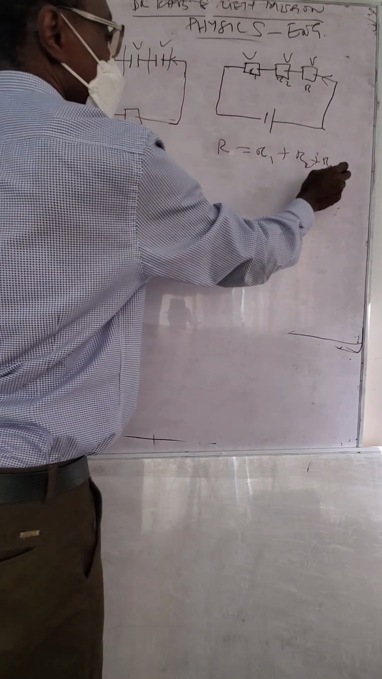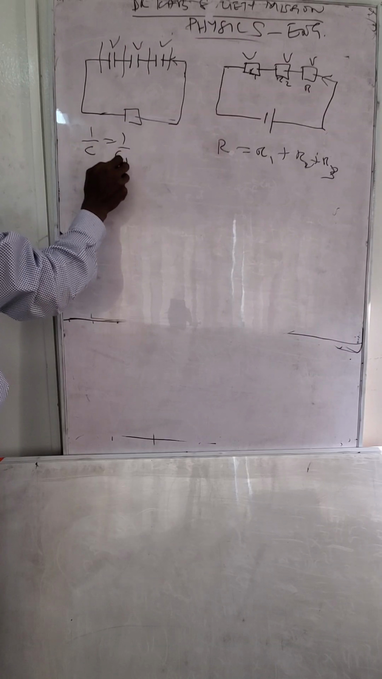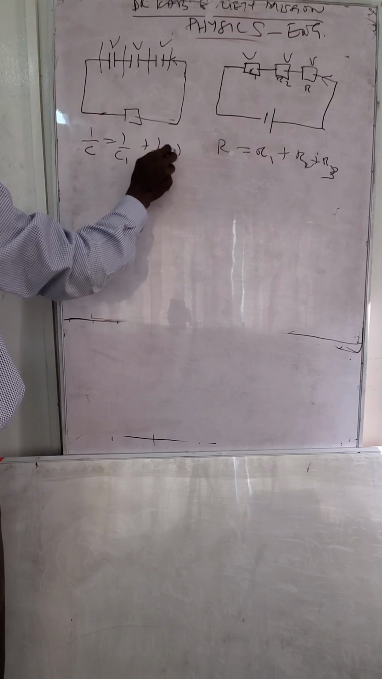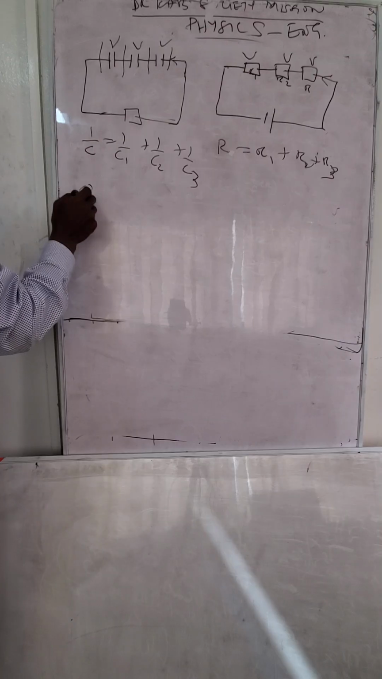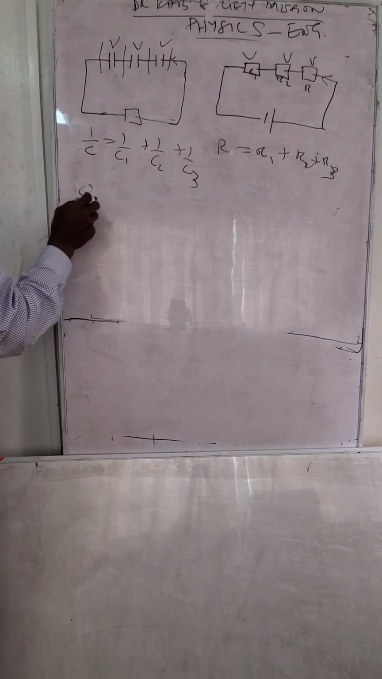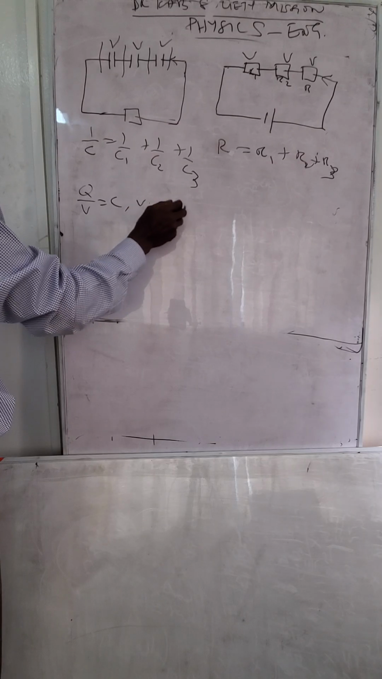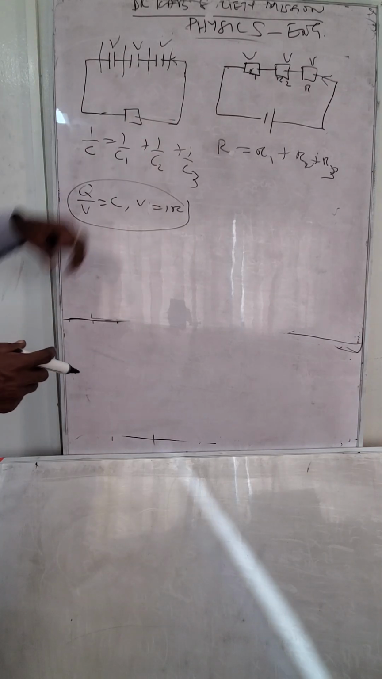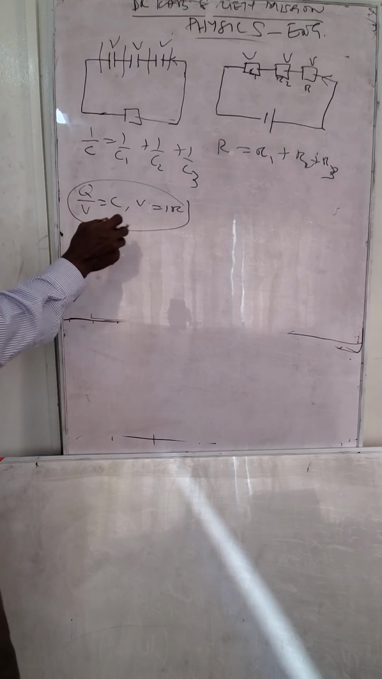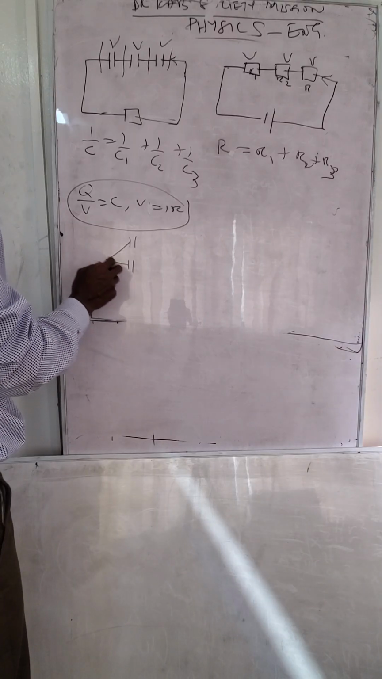But for capacitors, it will be 1 over C equal to 1 over C1 plus 1 over C2 plus 1 over C3. Okay? You can look at the equations like Q over V is equal to C, and V is equal to IR. You can use this to derive these equations. Now the reverse is true when you have capacitance in parallel connection.